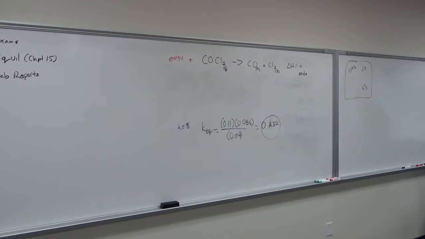This is where data interpretation comes in. From a graph, what happened? What had to happen right here at minute 10? The amount of CO was used up. The amount of CO changed, right? Did it go up or down? Down. It went down.